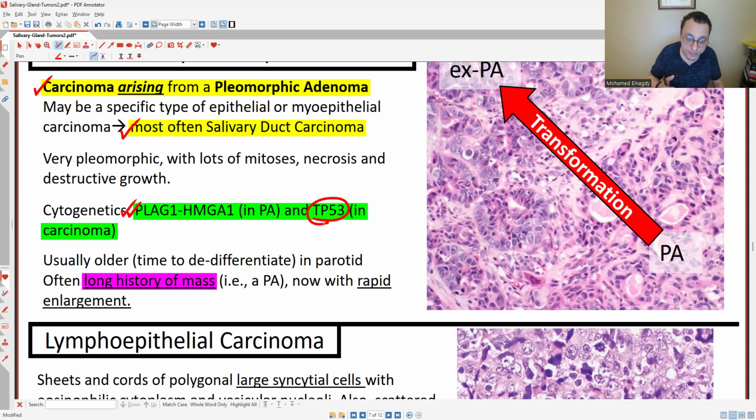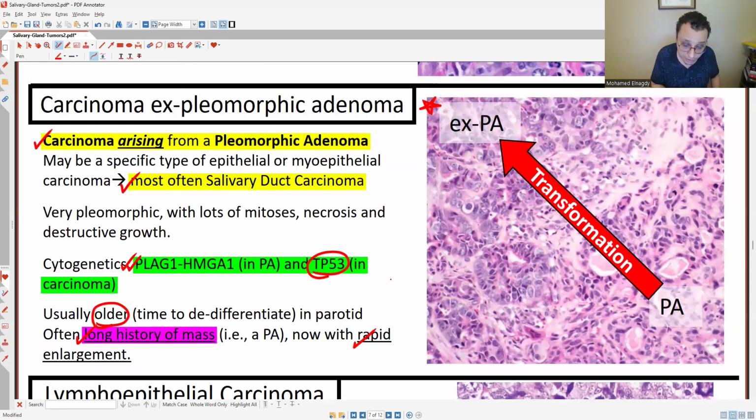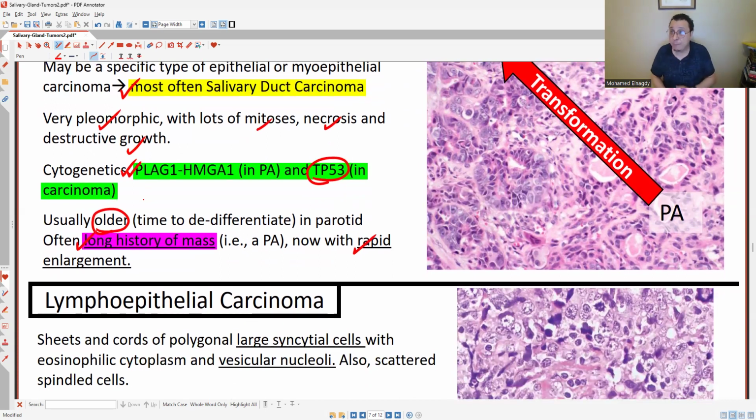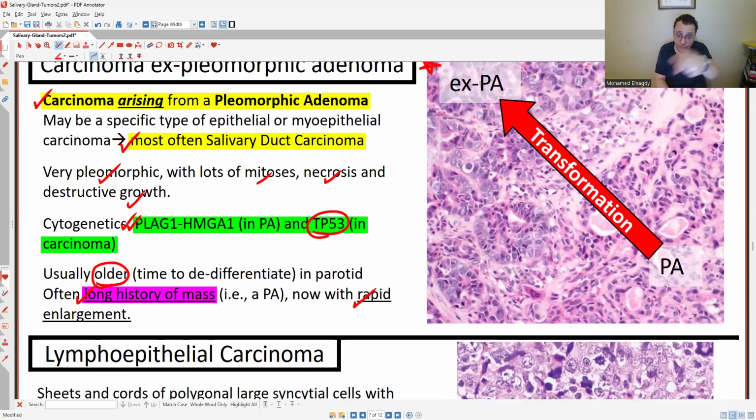So that's a tumor with TP53 mutation. If that's a tumor with TP53 mutation, this means that you will have a very pleomorphic tumor with necrosis and a lot of mitosis and destructive growth, and it can't stay in its place for one extra day. It has to be removed right away. Usually the patient has a long history of a mass and is usually of old age with rapid, severe enlargement of the mass, lots of mitosis, necrosis, destructive growth, pleomorphism. As I told you, that makes sense with the TP53 mutation that we have.